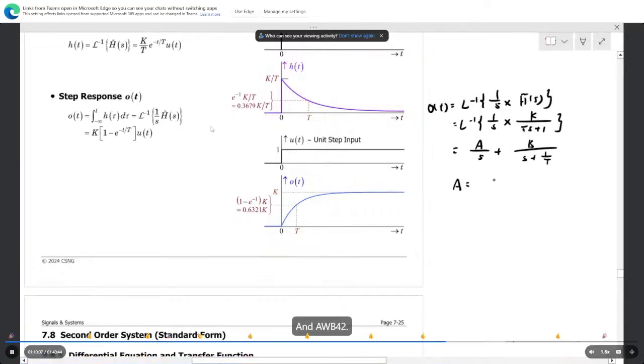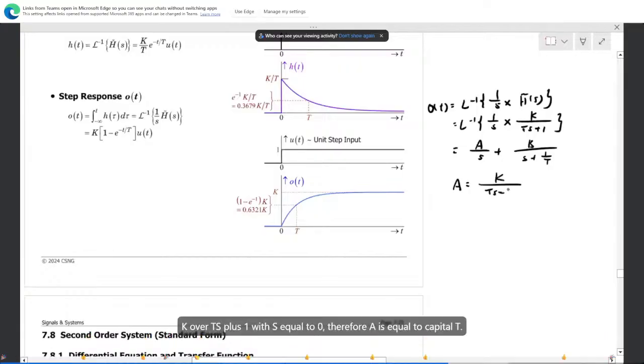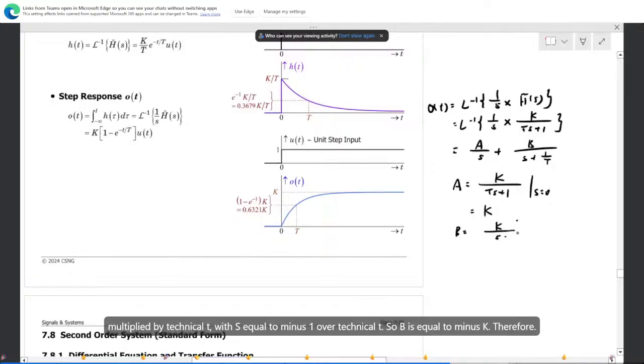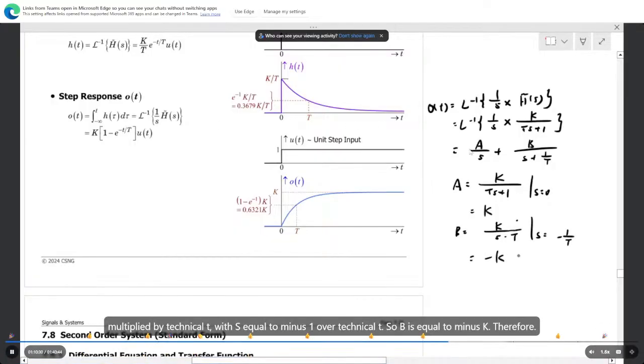And a will be equal to k over Ts plus 1 with s equal to 0. Therefore, a is equal to capital K. b is equal to k over s multiplied by capital T with s equal to minus 1 over capital T. So b is equal to minus k.